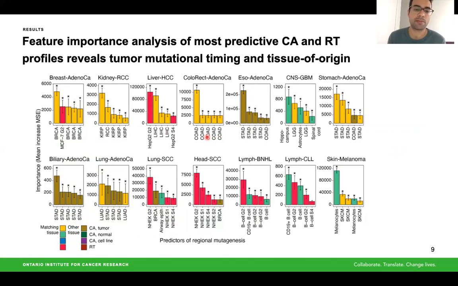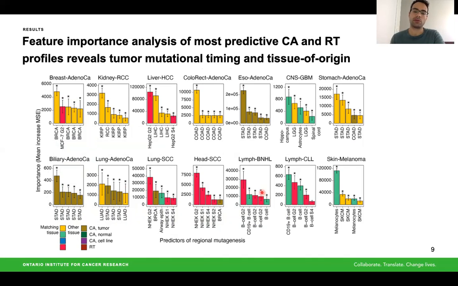What we also see is that in many cancer types, the most predictive chromatin track is derived from a primary tumor, indicating later mutational timing. And we see this in breast adenocarcinoma, kidney cancer, liver, colorectal, stomach, and lung adenocarcinoma. However, in some cancer types, it's actually derived from normal cells, indicating earlier mutational timing. And we see this in lung and head and neck squamous cell carcinoma, with normal squamous cell replication timing being the most predictive. And this implies possible early mutational timing because of exposure to tobacco smoke prior to oncogenesis.